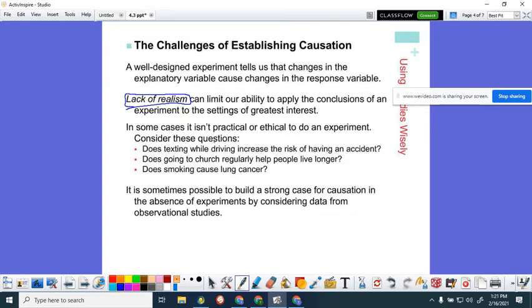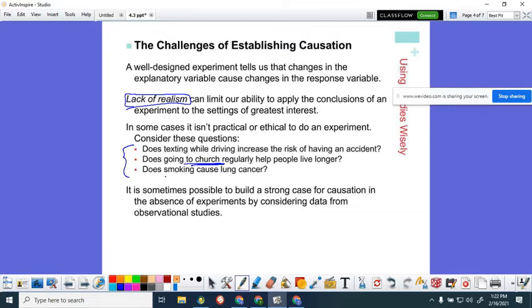So that's one thing. Here's things that aren't ethical to do. You can't really do them and mimic real life. Texting while driving. You can't tell somebody to go out and text and drive and see if they have an accident. You can do a correlation, and you could do a simulation in a simulator, but you can't do that. Does going to church regularly help people live longer? You cannot dictate what people do. You can't say, hey, go to church for 20 years and see what happens.